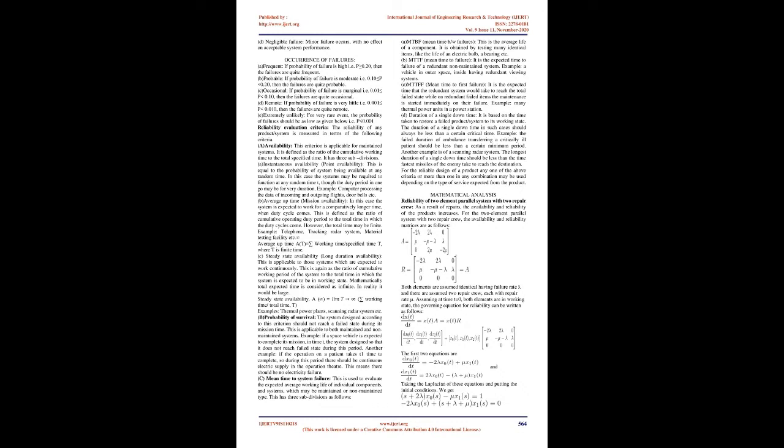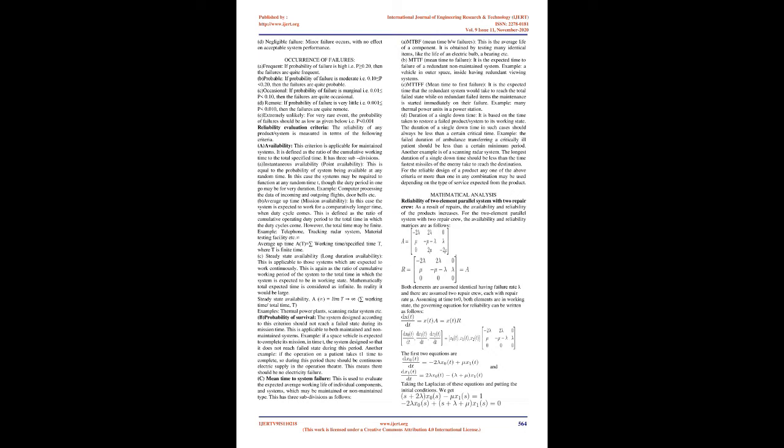Classification of severity of failures. A. Catastrophic failures. In this category significant failures occur, that can result in injury, loss of life or major damage. B. Critical failure. In this category complete system failure occurs, where the performance is not acceptable. C. Marginal failure. System is degraded, with partial loss of performance. D. Negligible failure. Minor failure occurs, with no effect on acceptable system performance.